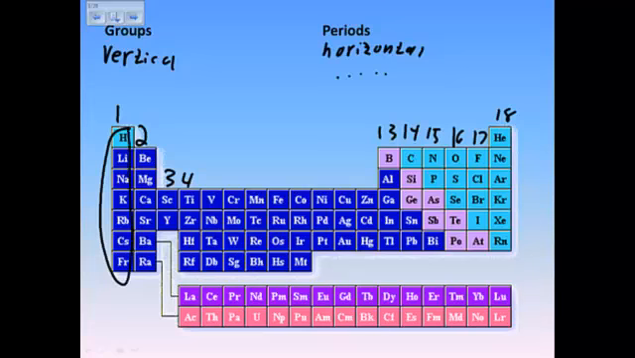All of group 1 elements are going to have the same basic properties. All of group 2 elements are going to have the same basic properties. Then over here in group 18, same basic properties. Group 17, same basic properties. So make sure you understand that.